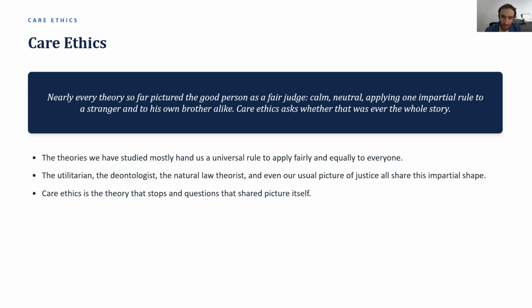This understanding of justice paints a picture of what we call a good moral reasoner, a fair judge who is calm, neutral, unmoved by personal feeling, and applies the rule the same way to a stranger as to his own brother. Now, today, we are going to look at a different theory that stops and asks whether that picture was ever the whole story in the first place. It is called care ethics.